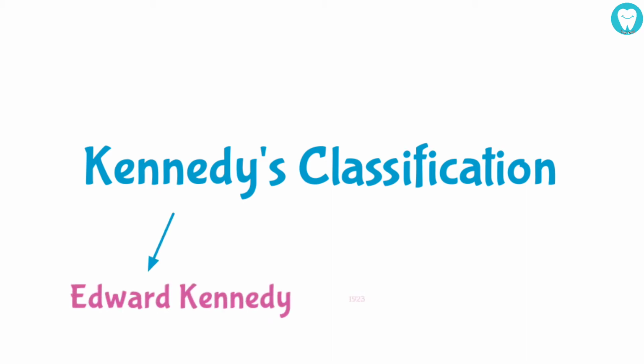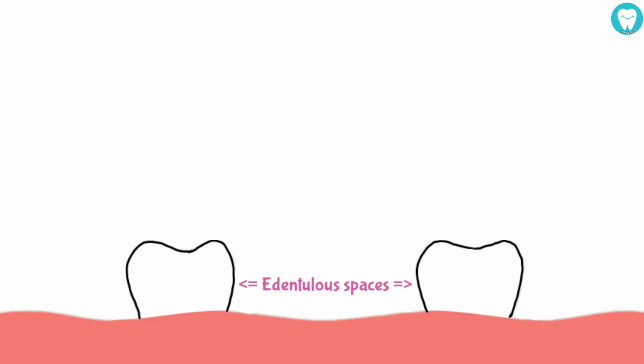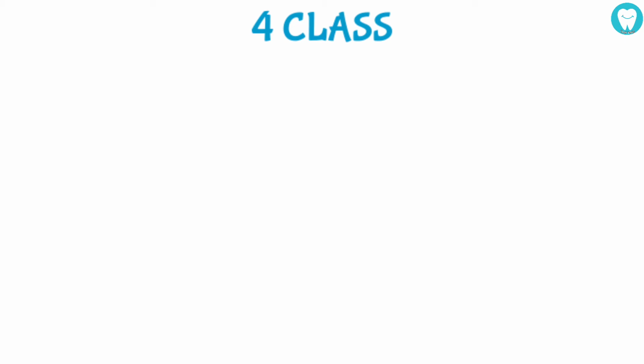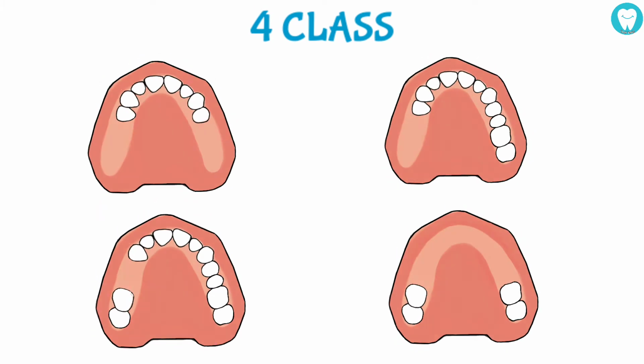In today's video, let's take a look at Kennedy's classification system. It was proposed by Edward Kennedy in 1923. It is based on the relationship of the edentulous spaces to the abutment teeth. He divided all partially edentulous arches into four main types.